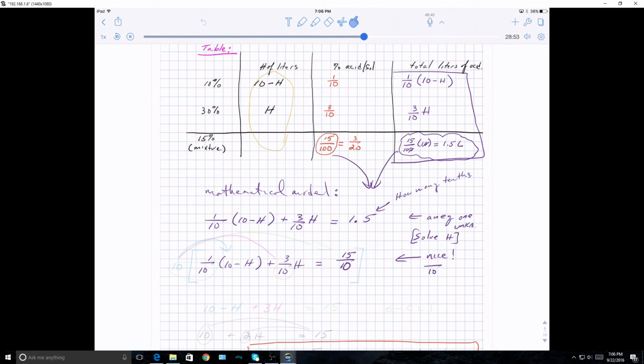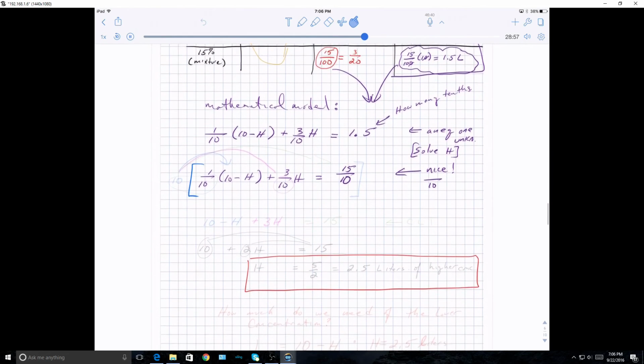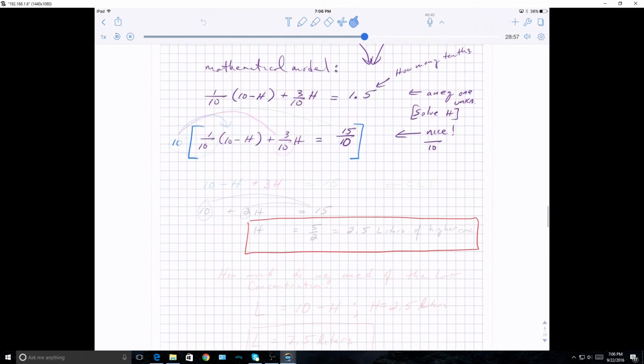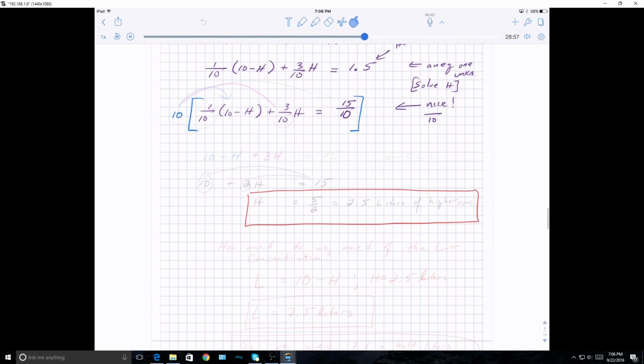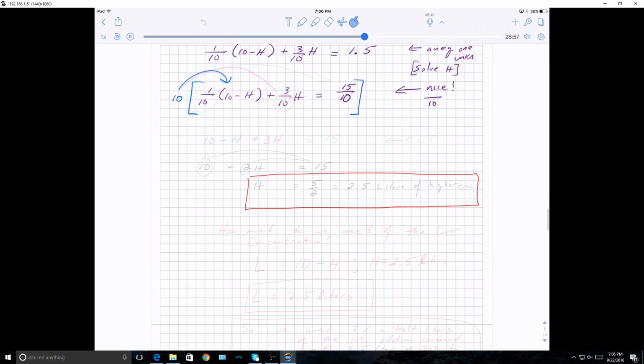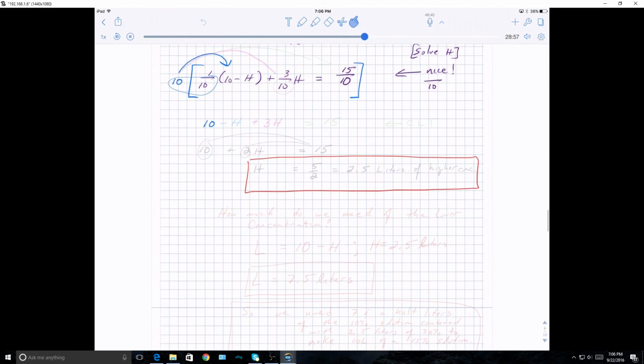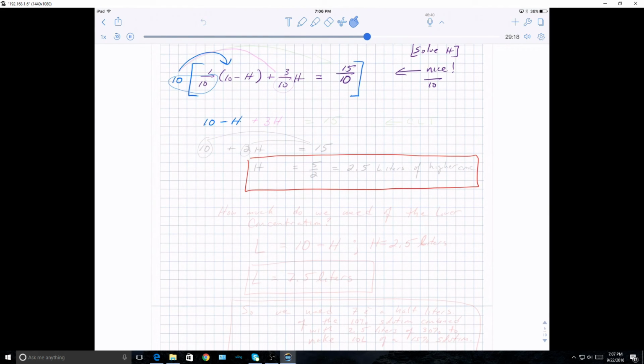10. So if we wanted to clear denominators, what would we have to multiply everything here by? You got it. So if I multiply this by that, well, 10 divided by 10 is 1. So that just leaves 10 minus H. Then 10 divided by 10 is 1. So that just says plus 3H.